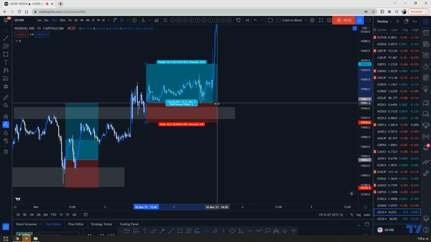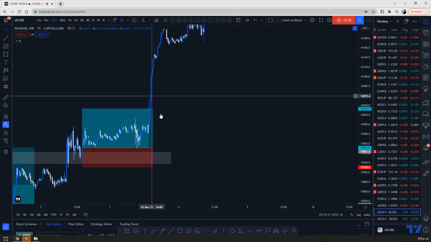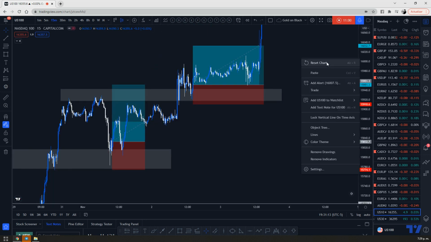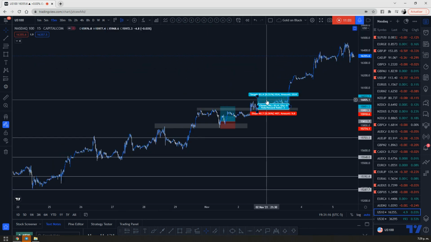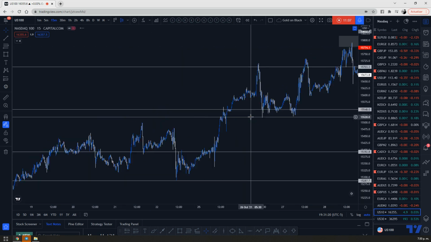Nice. Look at that big push. This was not us. This is big players right here buying. Okay, and that's basically it. Let's try to look for another example. You will find this everywhere, guys.